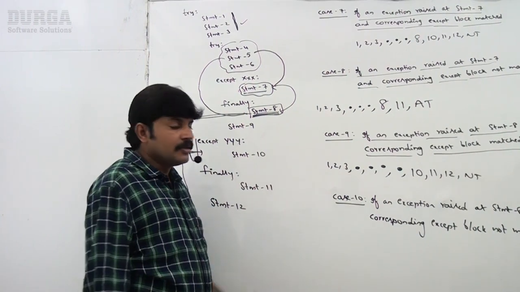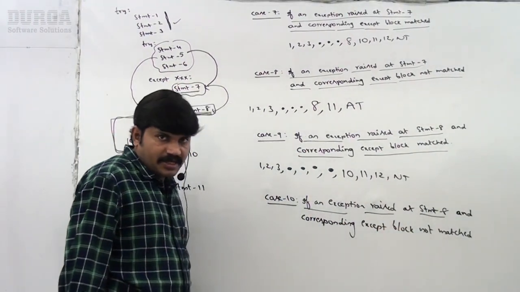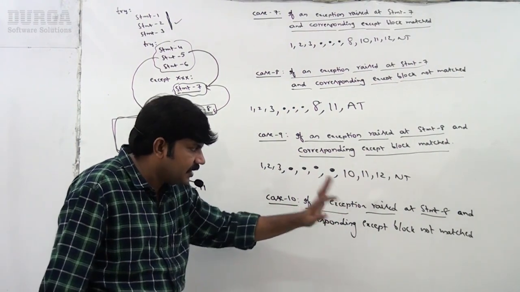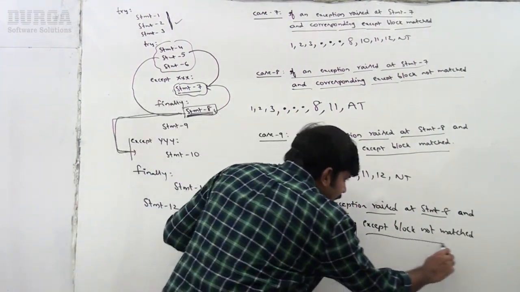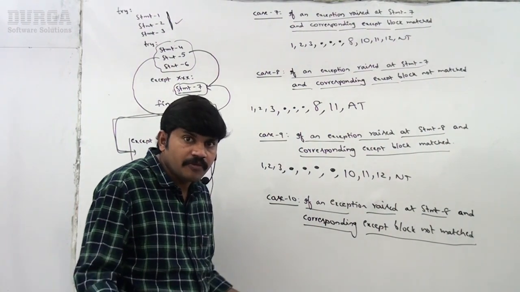Sir, case 10. If an exception raised at statement 8, same, if an exception raised at statement 8 and the corresponding except block not matched, what will happen?